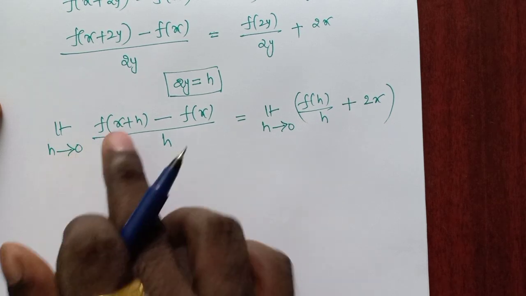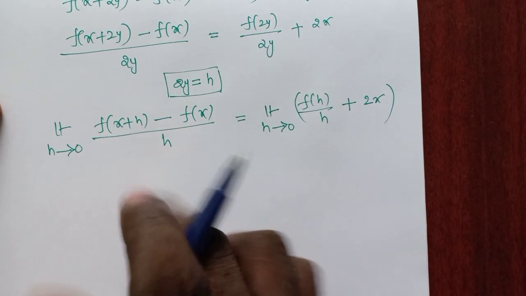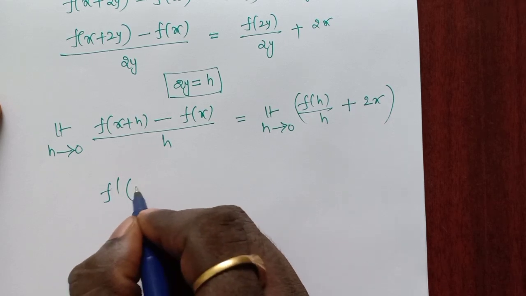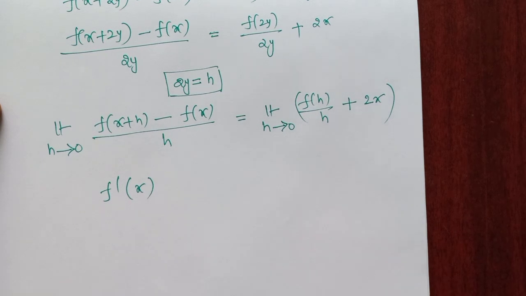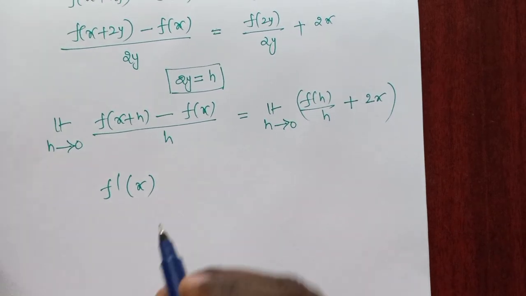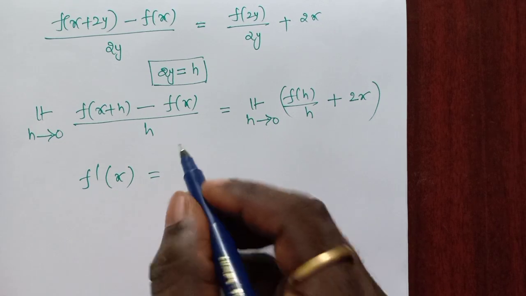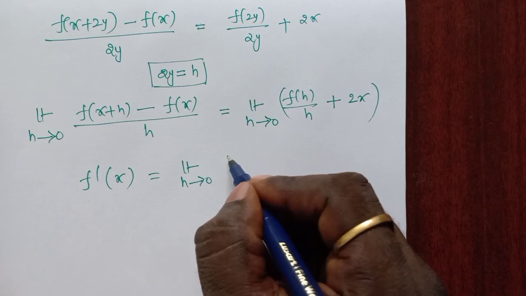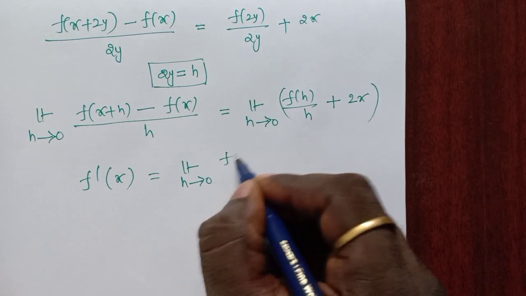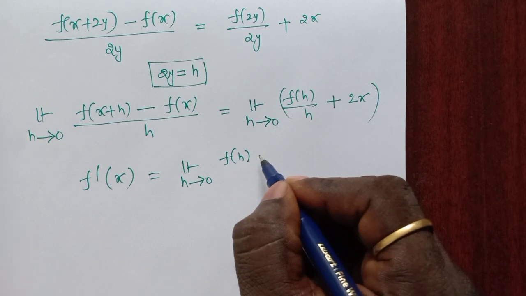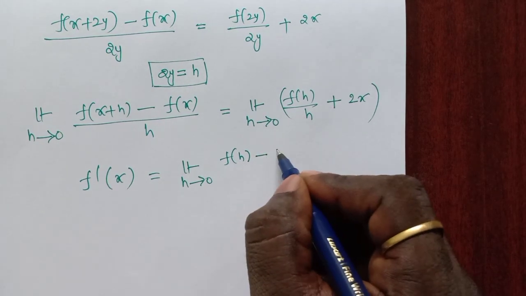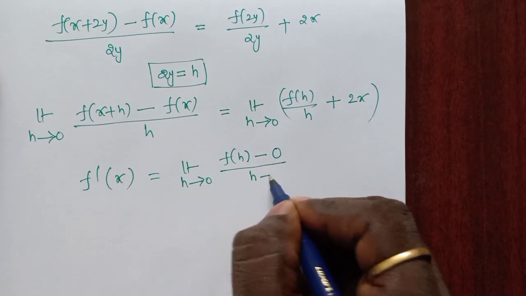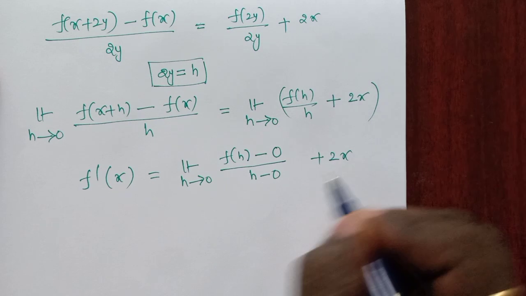So limit h tends to 0, f of x plus h minus f of x by h is what? Straight away it is f dash of x. That is equal to limit h tends to 0, f of h, now I take minus 0 here, divided by h minus 0, plus 2x.